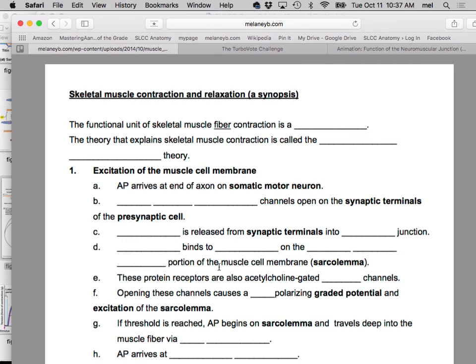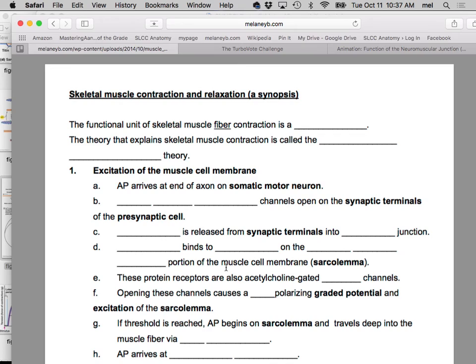On the blank, blank, blank portion of the muscle cell membrane. What's that curvy part on the muscle cell membrane that has all the receptors on it? Sarcoplasm. Sarcoplasm is the cytoplasm, and it doesn't start with sarco. Yeah, motor end plate. Good. Motor end plate of the muscle cell membrane. That's the motor end plate.